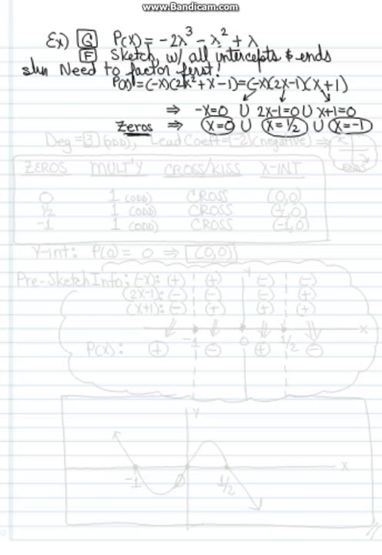Now, the degree of the polynomial is the highest power on x. We'll look at the given form at the very top. That's a third degree polynomial, which means it has an odd degree. The lead coefficient, the number multiplying the highest power of x, is negative 2. So the lead coefficient is negative. So we have odd degree with a negative lead coefficient.